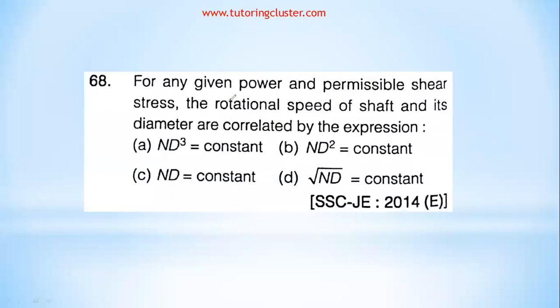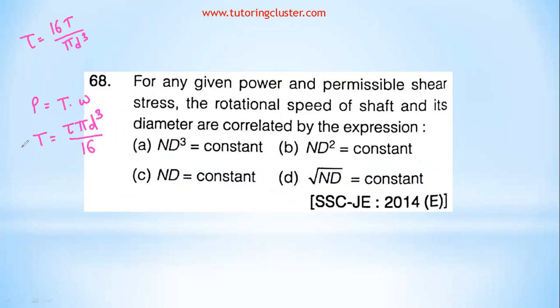68. For any given power and permissible shear stress, the rotational speed of the shaft and its diameter are correlated by the expression. See here, power is equal to what? Torque into omega, angular speed. What is torque? Tau is equal to 16T upon pi d cube. So T is equal to tau pi d cube upon 16. Now we know the equation.